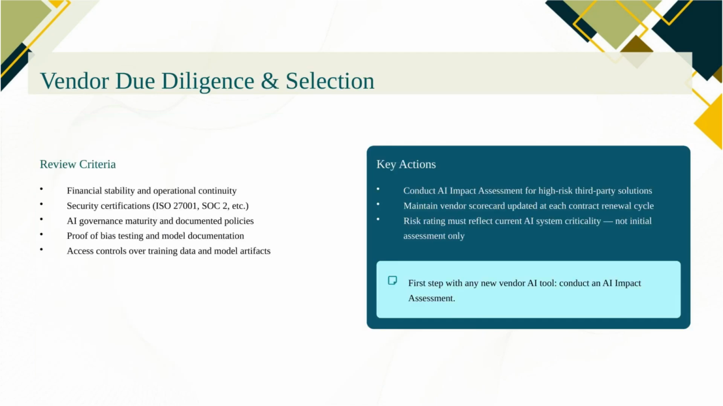When evaluating an AI vendor, due diligence goes beyond financial stability and security certifications. You need evidence of bias testing. Has the vendor actually tested their model for discriminatory outputs? You need model documentation. Do they have model cards that disclose training data sources, performance characteristics, and known limitations? And you need evidence of access controls governing who at the vendor can access your data and your models.